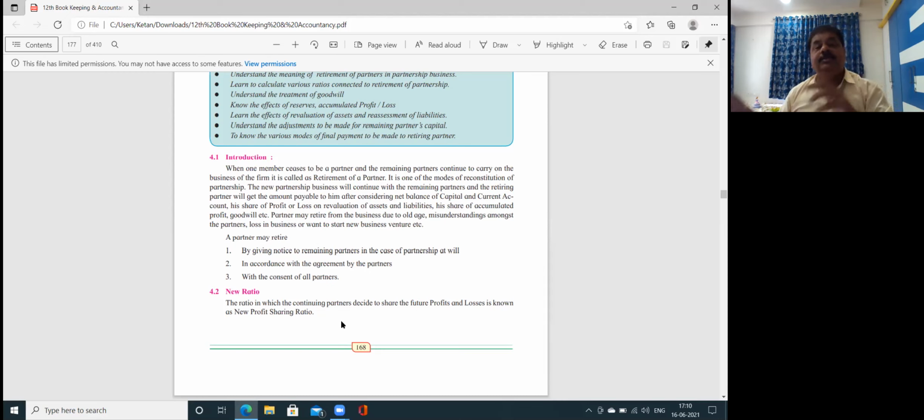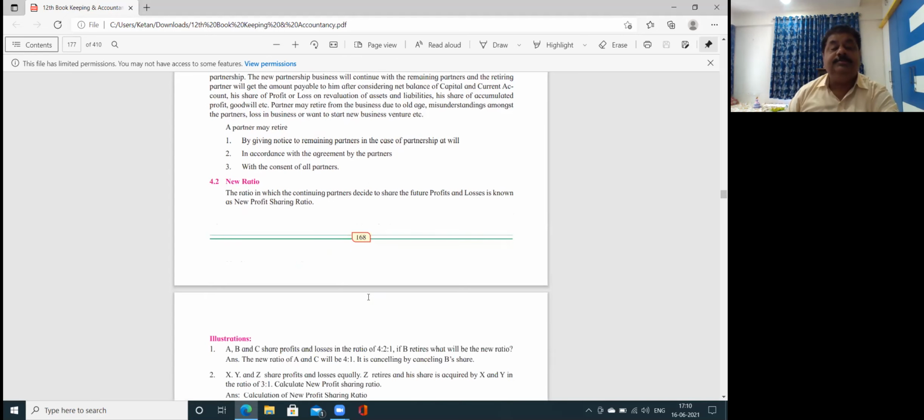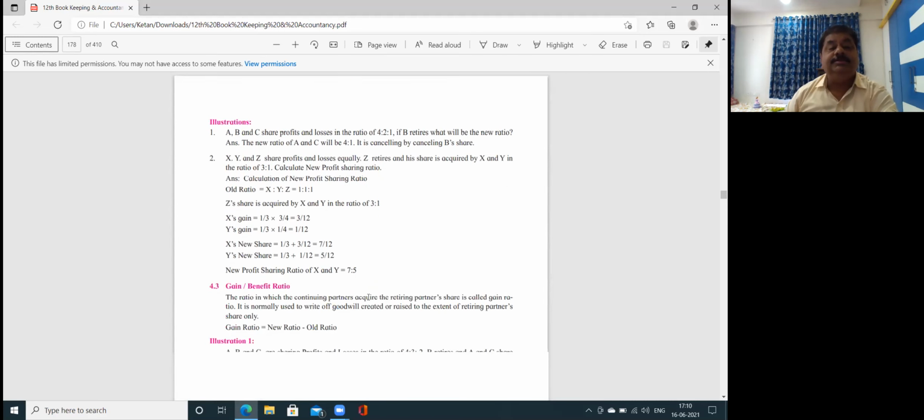I can say the new ratio is a ratio between the remaining partners. Like the example we took, 3 partners are there, A, B, C. Out of that, C is retiring. Remaining partners are now A and B. So in the ratio of A, B, C, C has gone. So the remaining ratio is now of A and B. So that is actually the new ratio. But there are certain calculations involved in this. Let us see the illustrations.